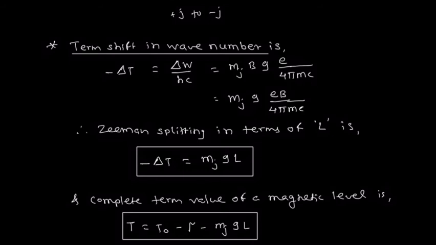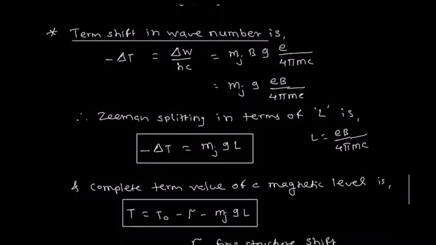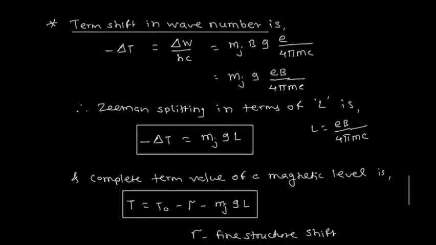This is again one constant. That constant we express in terms of Lorentz unit, and that Lorentz unit is EB divided by 4 pi m into c. Hence what is L here? L is E into B divided by 4 pi m into c. Hence in terms of Lorentz unit, the Zeeman splitting is minus delta T is equal to mjgl. That splitting is due to magnetic interaction energy in terms of Landé's factor G and Lorentz unit L.